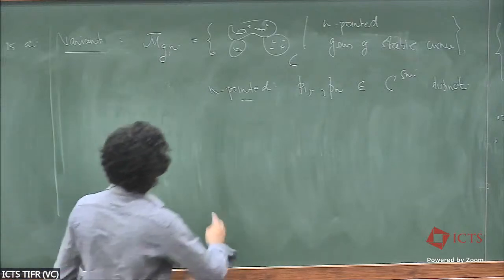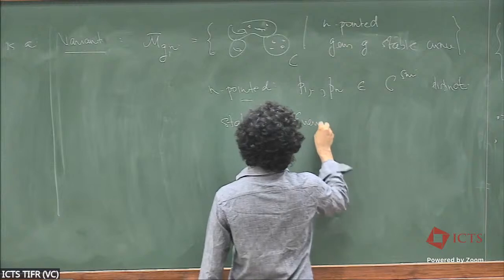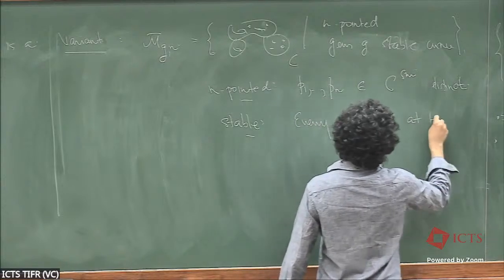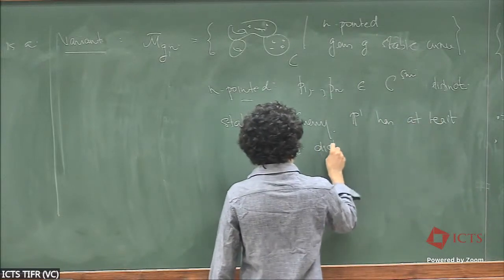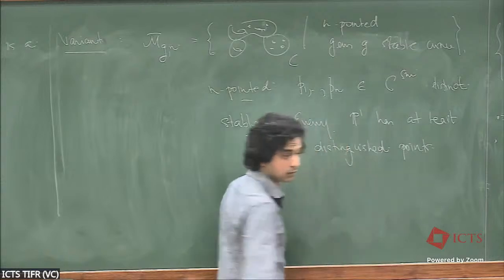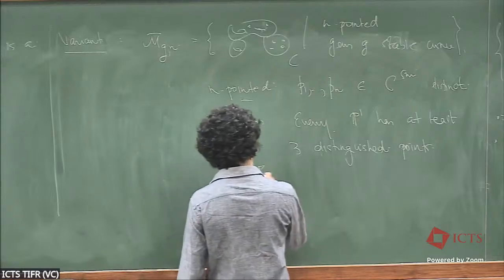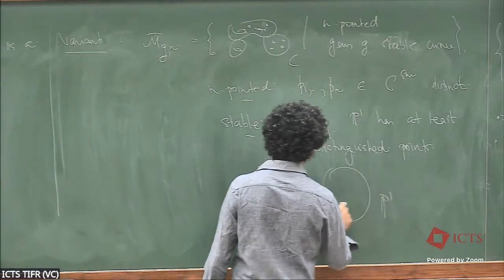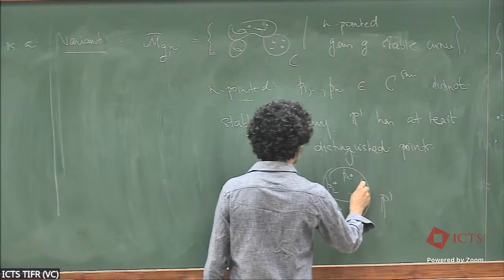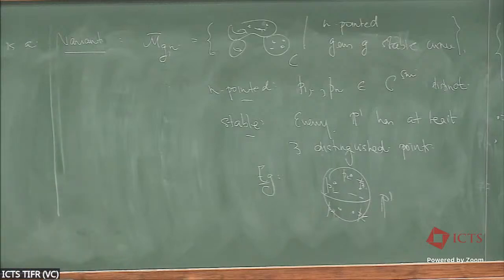And the word stable still basically means the same thing. It just means that every P1 has at least 3 distinguished points, namely points that you can name. So what does that mean? Either a node or a marked point. So for example, I could just take P1 with a bunch of points on it, P1, P2, P3, P4, P5, and that counts. That's now a stable curve.